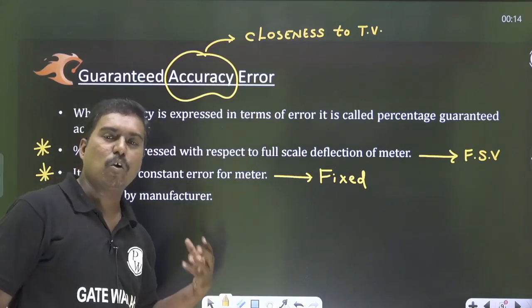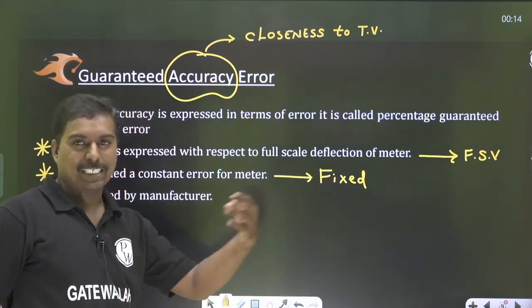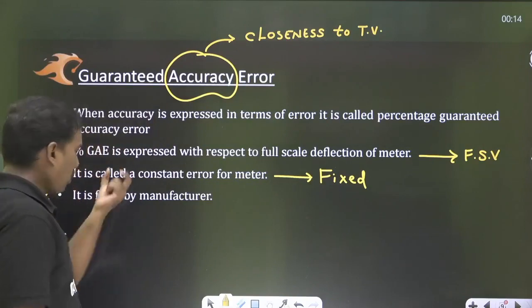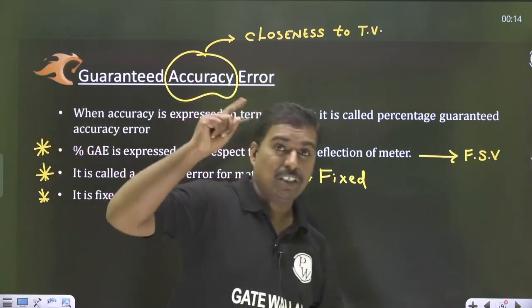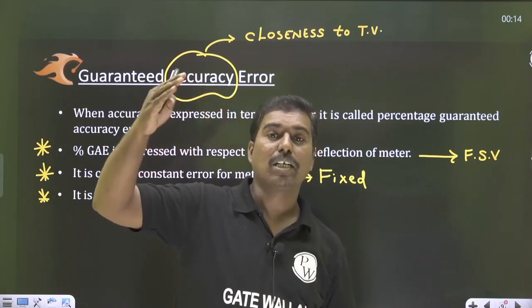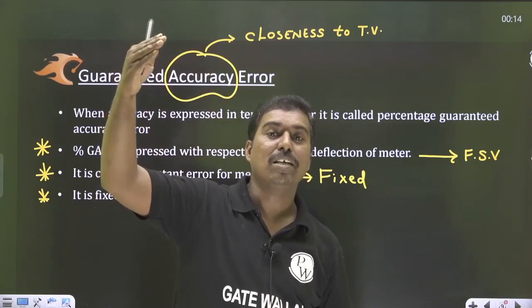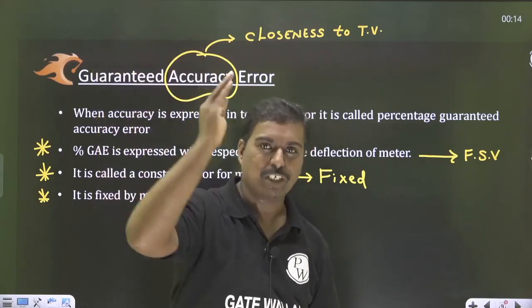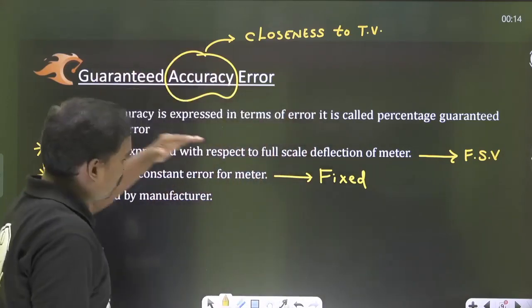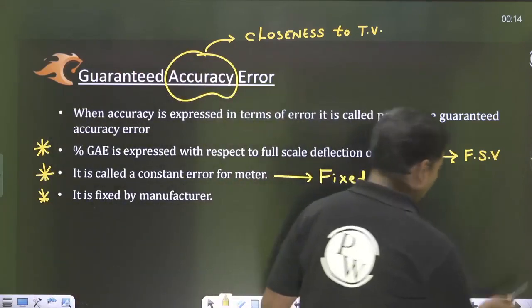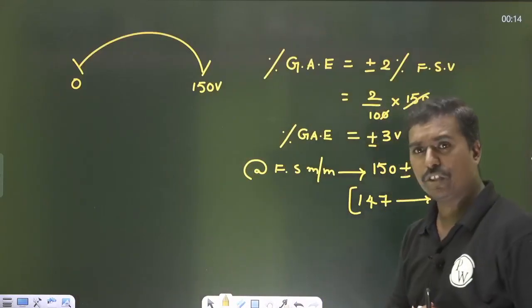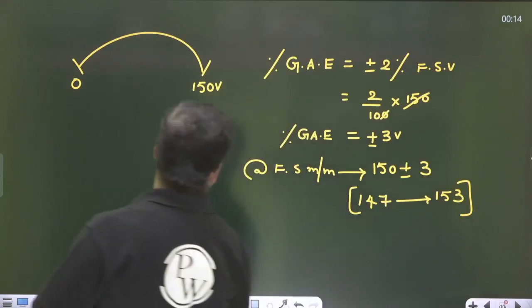Each and every voltmeter manufacturer will have his own guaranteed accuracy error, and it is always fixed because it is talking about the full scale value, when you measure the full scale value. So that is fixed, and it is expressed with reference to the full scale value. Understood? One more thing I want to tell you.